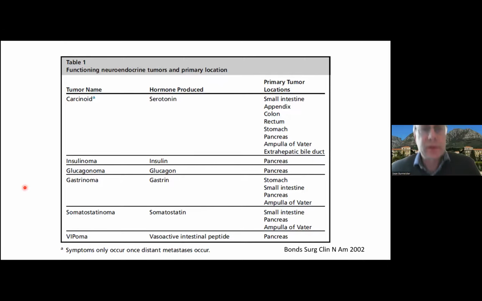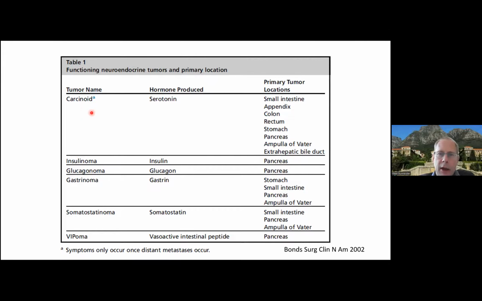Okay, so let's focus just first of all on the functional neuroendocrine tumors. This is a more generalist slide in the sense that this refers to all of the GI neuroendocrine neoplasms. But what I really wanted to point out to you here is that pancreas features in all of them.